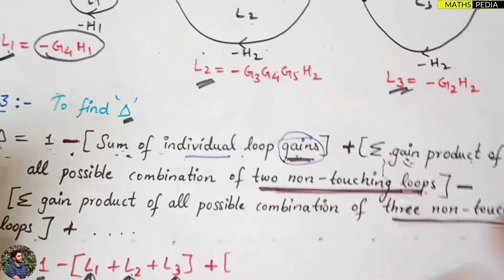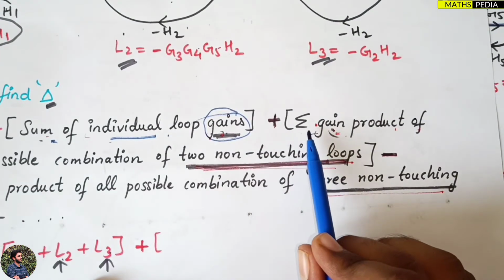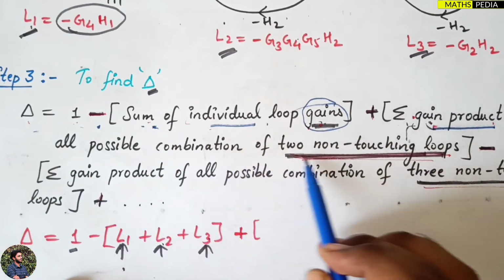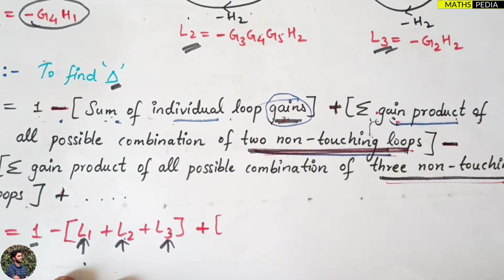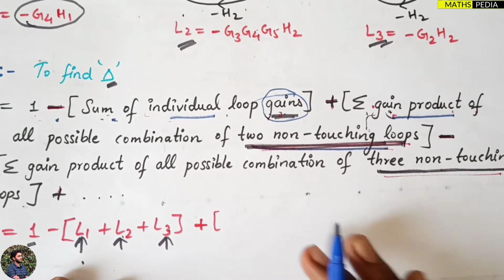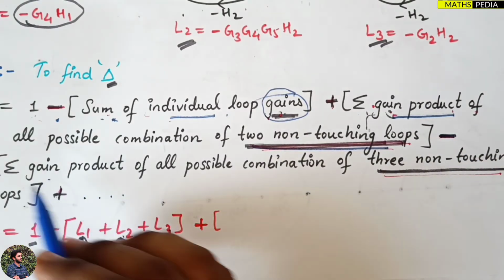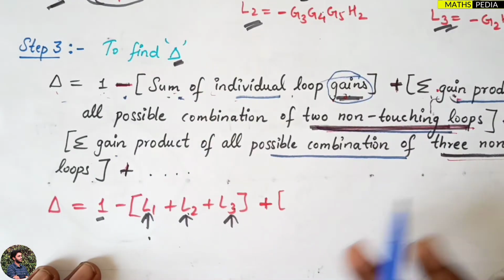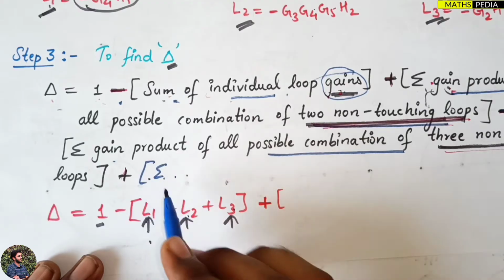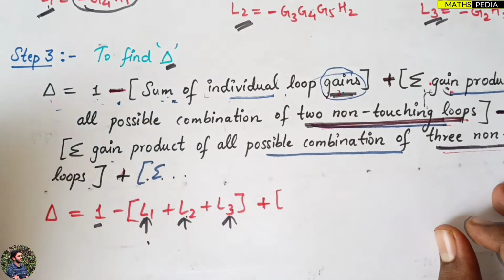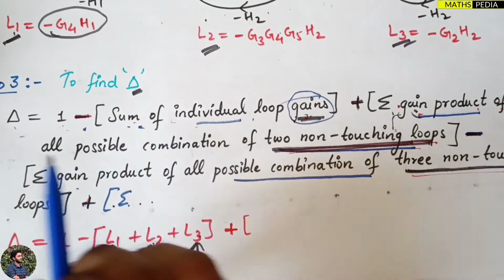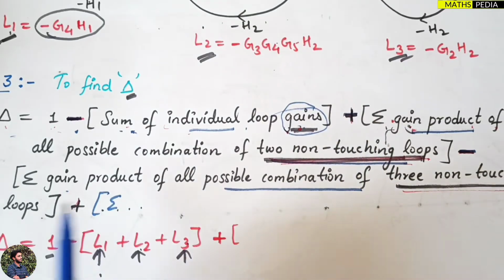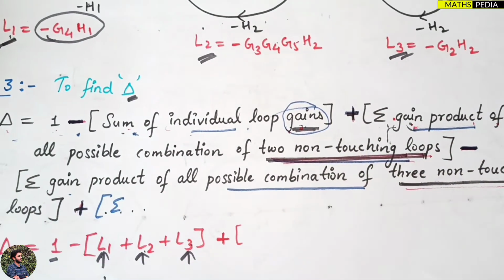Plus the summation of gain products of all possible combinations of 2 non-touching loops. This is important, you have to see 2 non-touching loops. Minus the summation of gain products of all possible combinations of 3 non-touching loops. Plus again the same thing, the summation of gain products of 4 non-touching loops. Now what are these non-touching loops? That we will discuss. To remember easily, one minus sign is there, then plus sign will come, then minus sign, then plus sign, then minus sign, like that it will go.